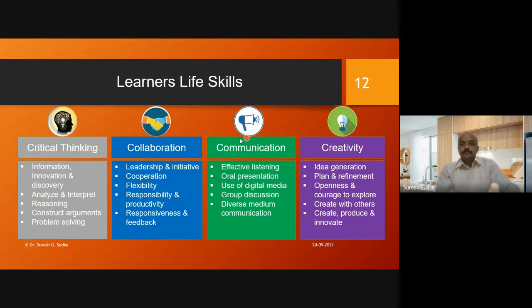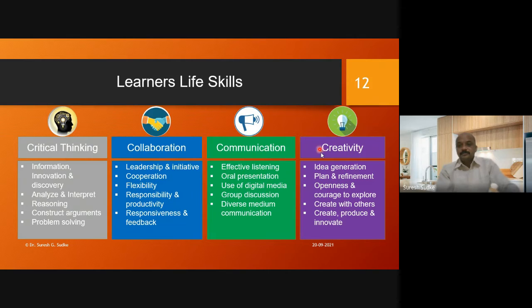Then communication skill. Our learners must have communication skill. Our students must have effective listening ability. They should have oral presentation ability. They should be capable of using digital media. They should practice group discussion. They should have a skill of diverse media communication.